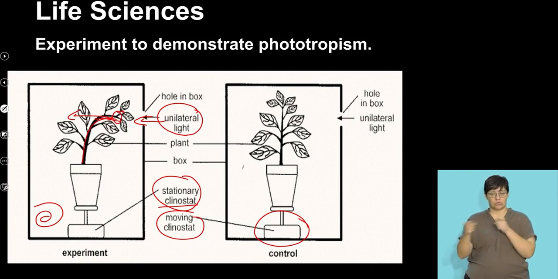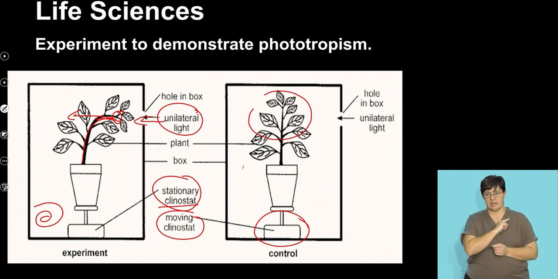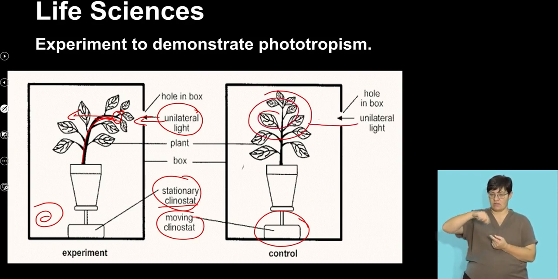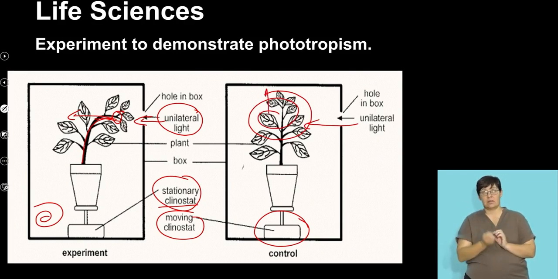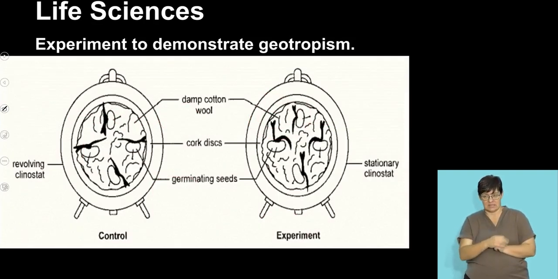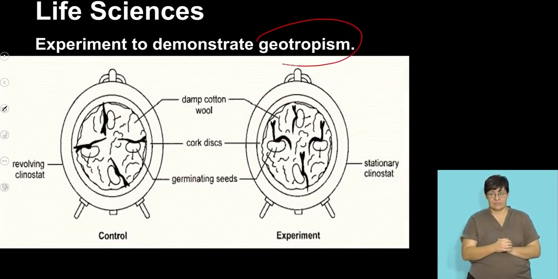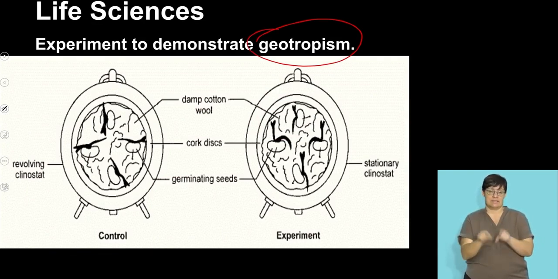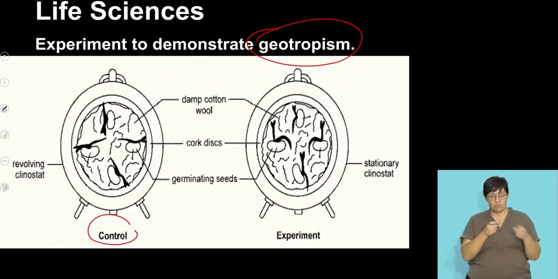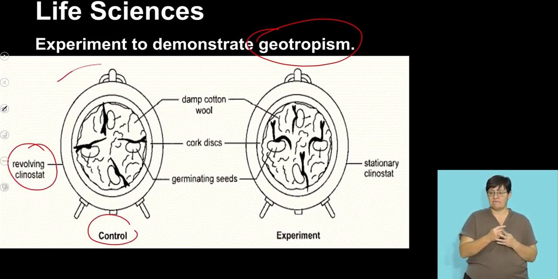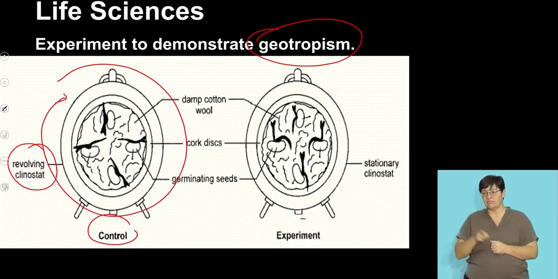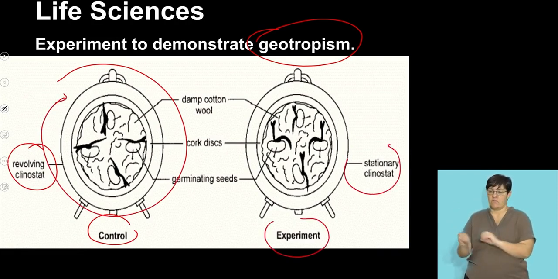However, in our control, which has the moving clinostat, we find that this plant constantly turns. The unidirectional source of light is available to all parts equally, and this in turn will stimulate just the growth of the plant vertically. We can also express this in seeds, where we see geotropism occurring in a similar way. Here we've got in the control a revolving clinostat which is constantly turning, and here in the experiment we've got a stationary clinostat.